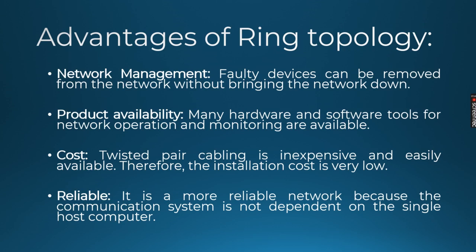Cost: twisted pair cabling is inexpensive and easily available, therefore the installation cost is very low. Reliable: it is a more reliable network because the communication system is not dependent on a single host computer.